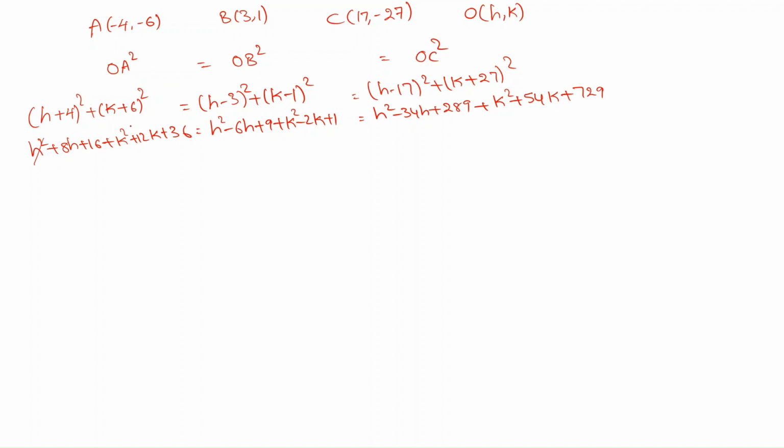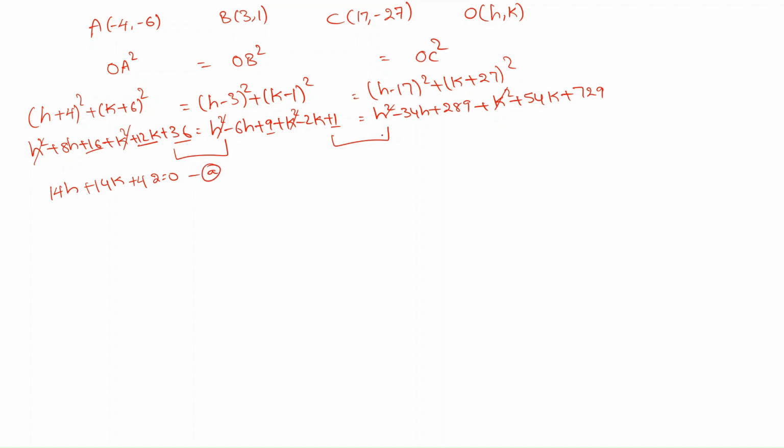Now h square and k square will get cancelled out in all these three. We'll try to simplify the first two and then the last two. We'll take all these values to the left. 8h minus 6h: when minus goes to the other side, it's plus, so 8 plus 6 is 14h. 12k minus 2k goes to the other side, plus 2k, that is 14k. 16 plus 36 is 52. Here 9 plus 1 is 10, to the other side it's minus 10. So 52 minus 10 is 42, equal to 0. This is the equation. Let it be A.